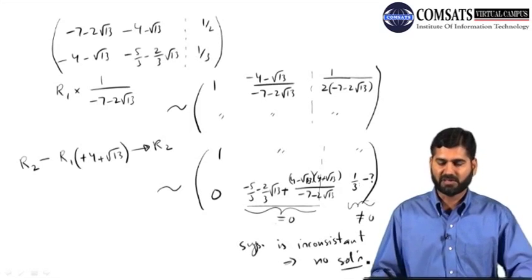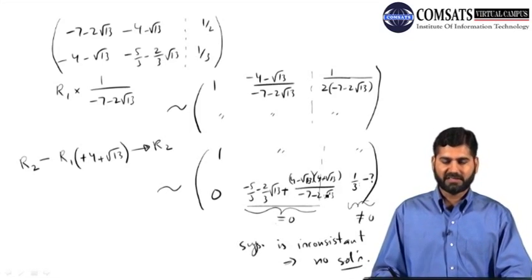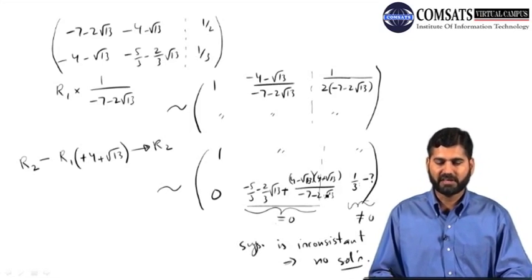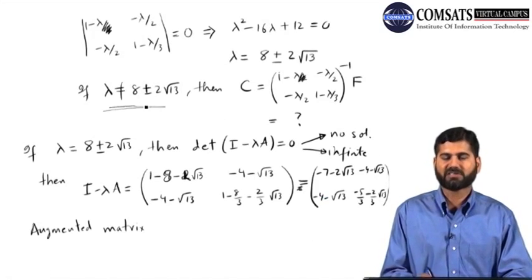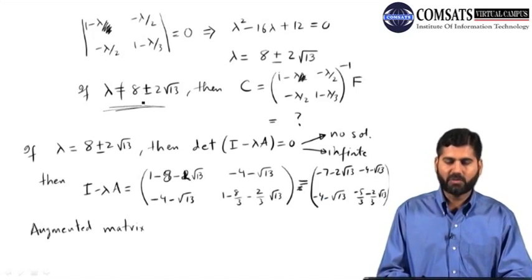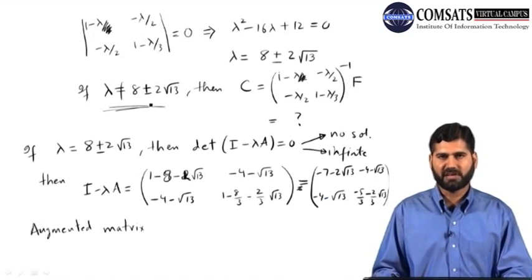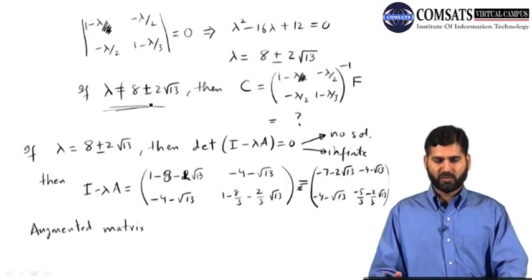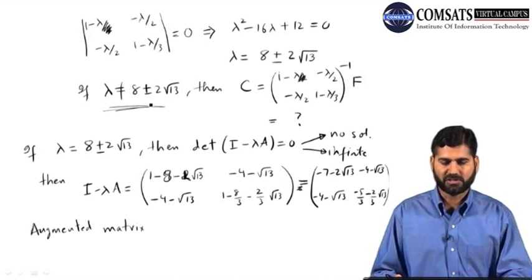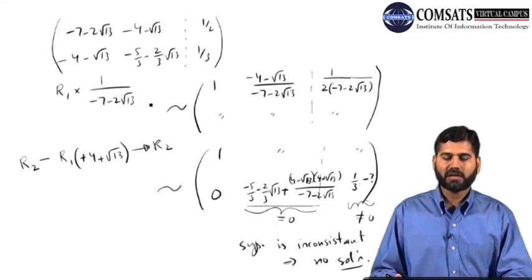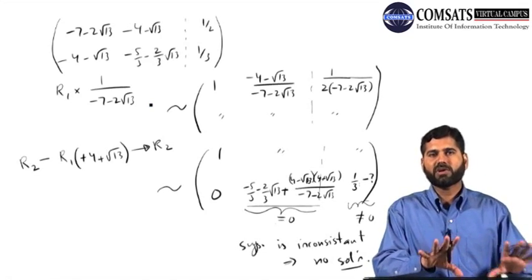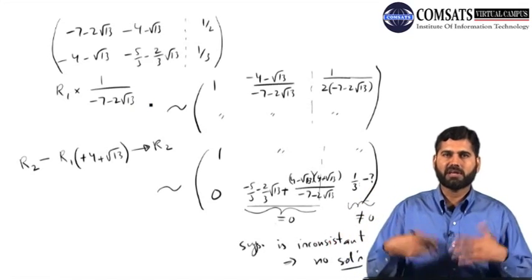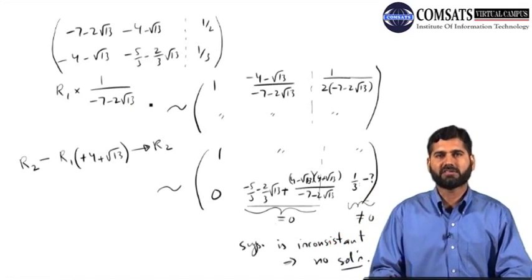The system will not have a solution in this case. So lambda has to be not equal to this number to get a solution of the system. If lambda is equal to 8 plus 2 square root of 13, then your system will not have any solution, and of course our equation will not have any solution. Basically in this scenario you are not solving the integral equation as it is, you are converting your integral equation to the system of algebraic equations, and you solve the algebraic equations to get the solutions.